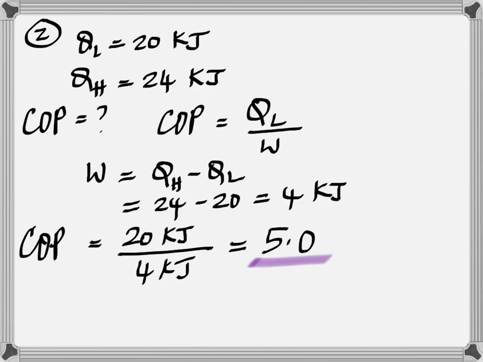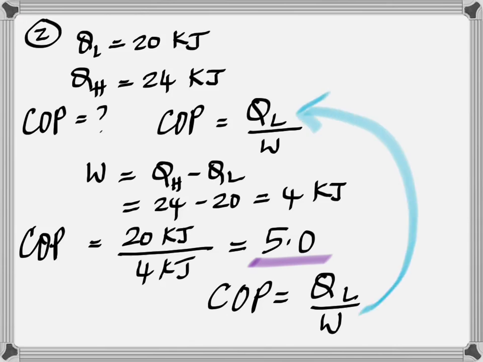Okay, I changed it to COP now. See, I'm using the formula. COP is equal to QL divided by W. I have it here. So first I find the work and then use that formula. Is that okay?